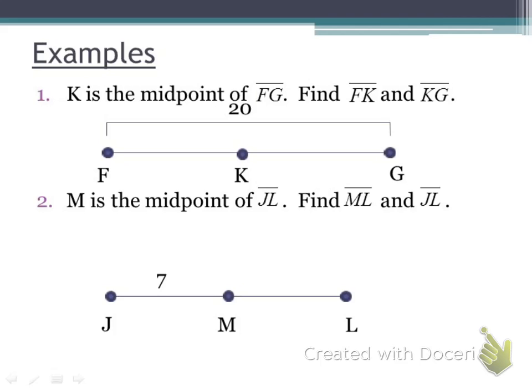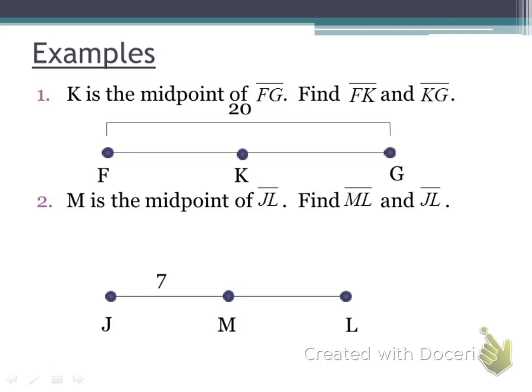Alright, so example 1, it says that K is the midpoint of the segment FG. So the entire thing has K right in the middle. Find FK and KG. So we're finding the 2 smaller portions when the entire thing is 20.